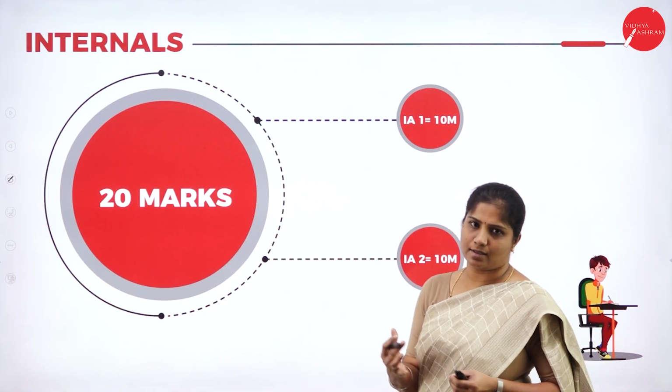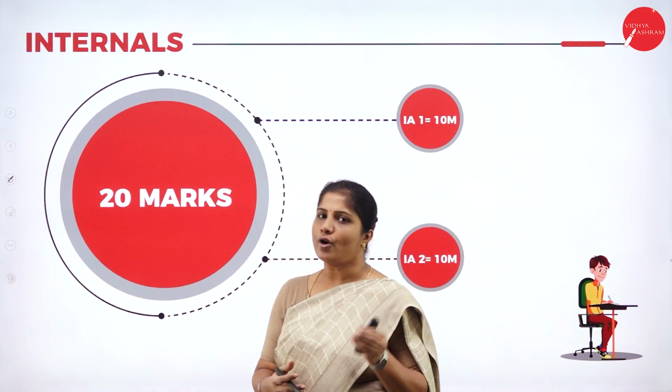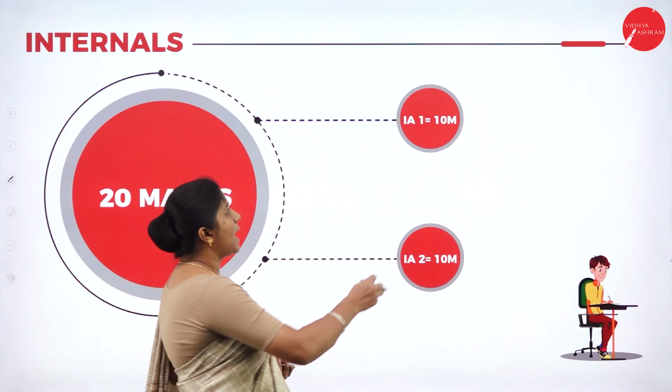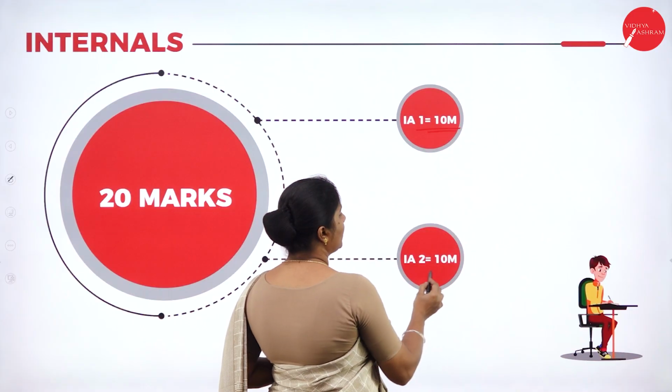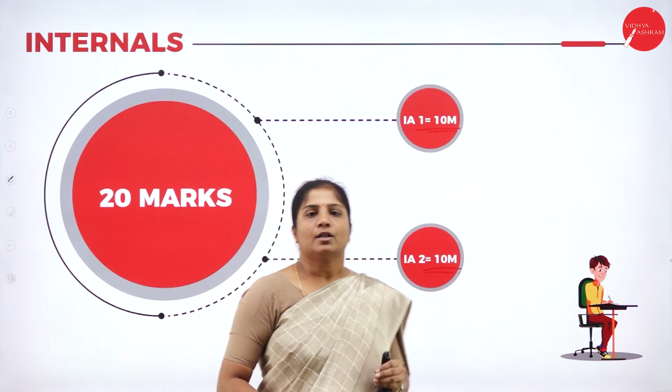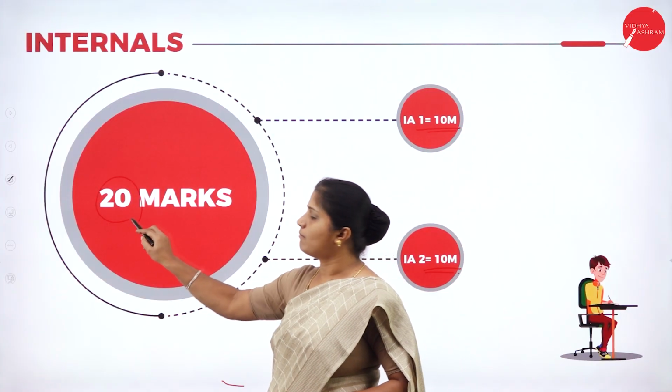So that is internals. For how many marks you have? For 20 marks. So the first internals is for 10 marks and the second internals is for 10 marks. Okay. So from both the internals, in total you have 20 marks.